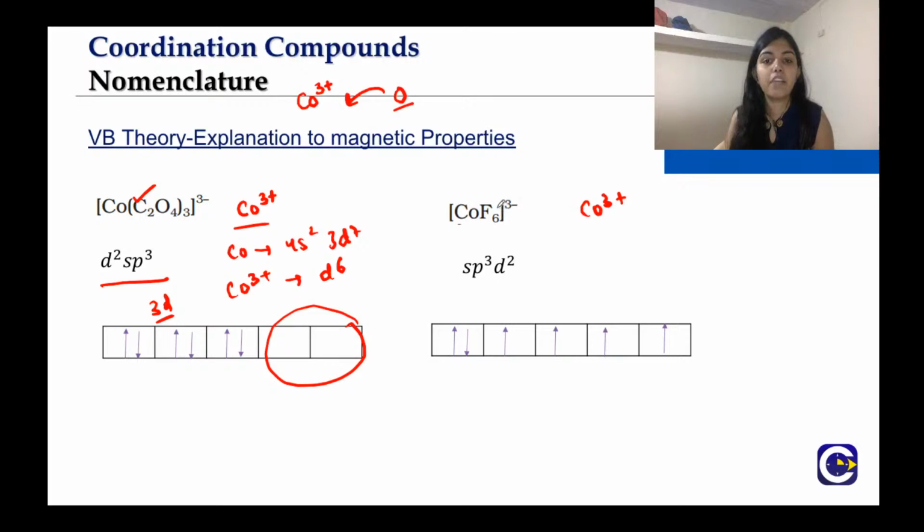Here you will see that fluorine is a weak field ligand, right? So it will not be able to pair up the electrons. This is the d6 configuration. It will not be able to pair up the electrons, it will use the 4d orbital rather, and therefore it will show sp3d2 hybridization. Is it clear to all?